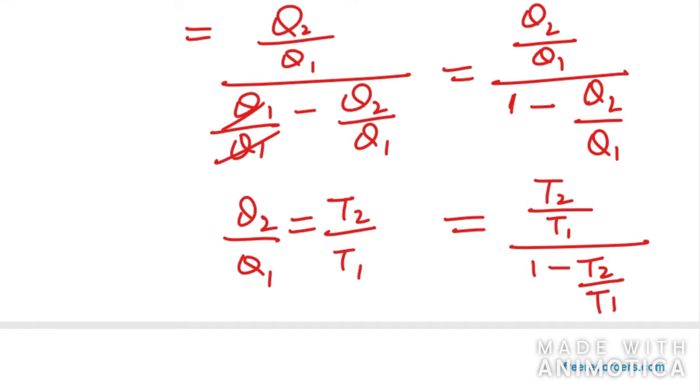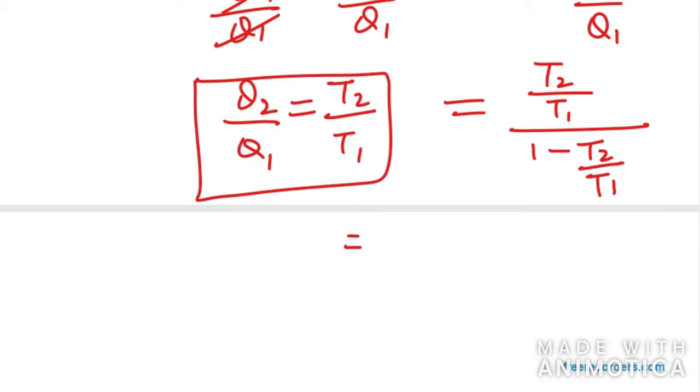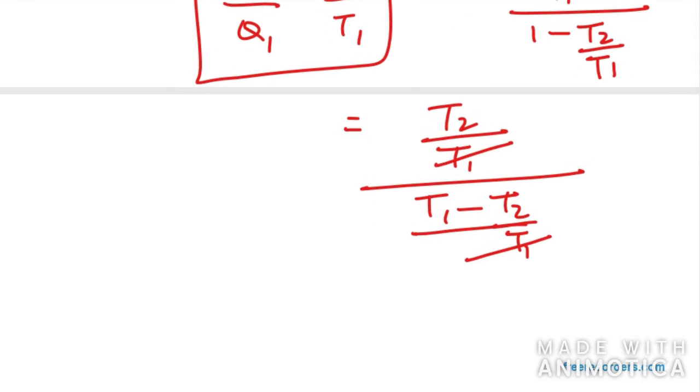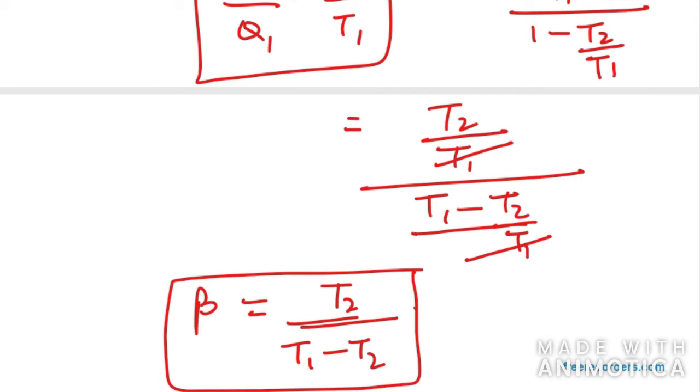Now taking LCM, it will be T2 over T1, over T1 minus T2 over T1. So T1 and T1 get cancelled. So the equation in terms of temperature will be T2 over T1 minus T2. So this is beta, that is the coefficient of performance.